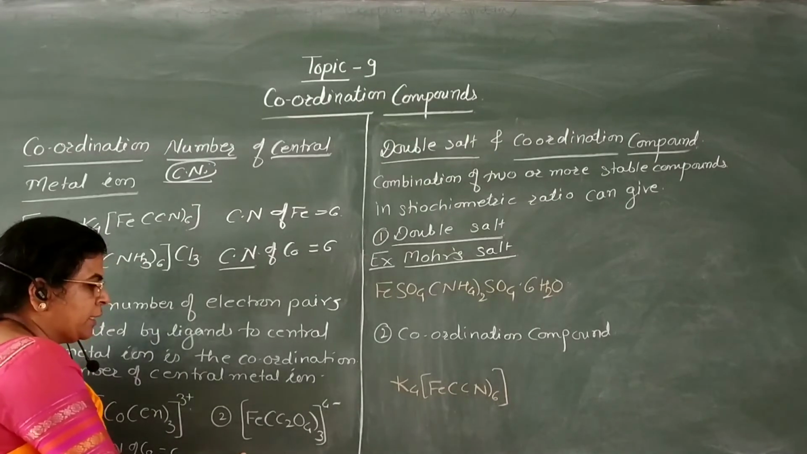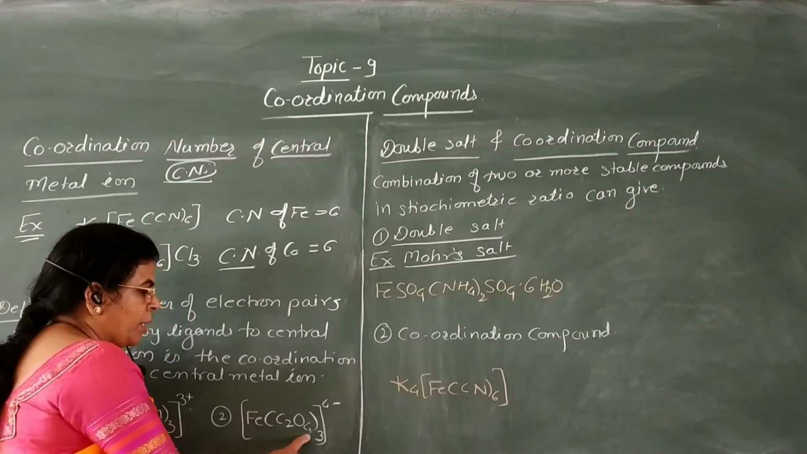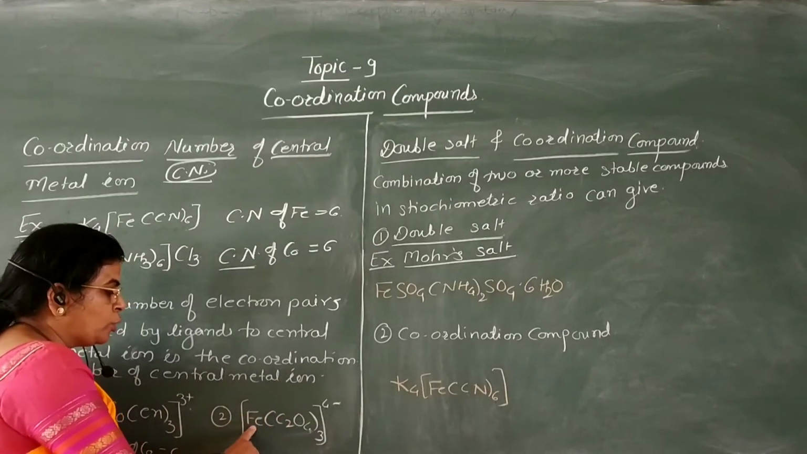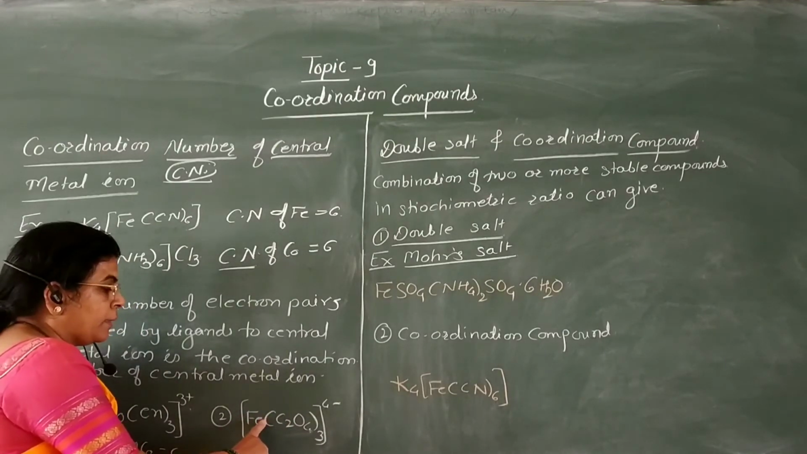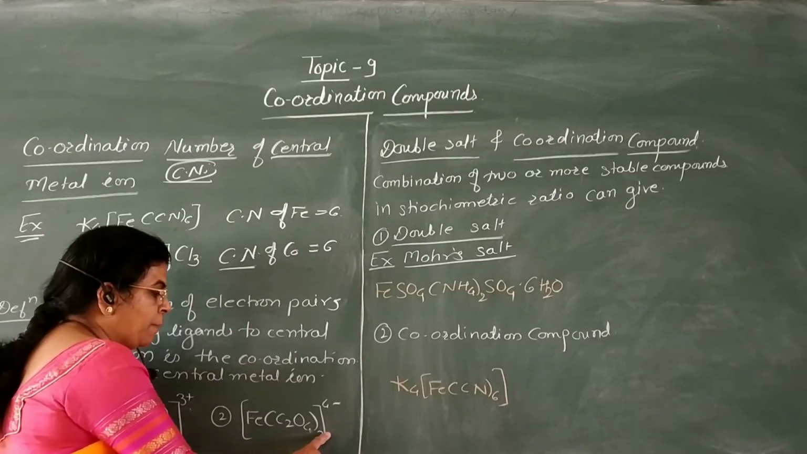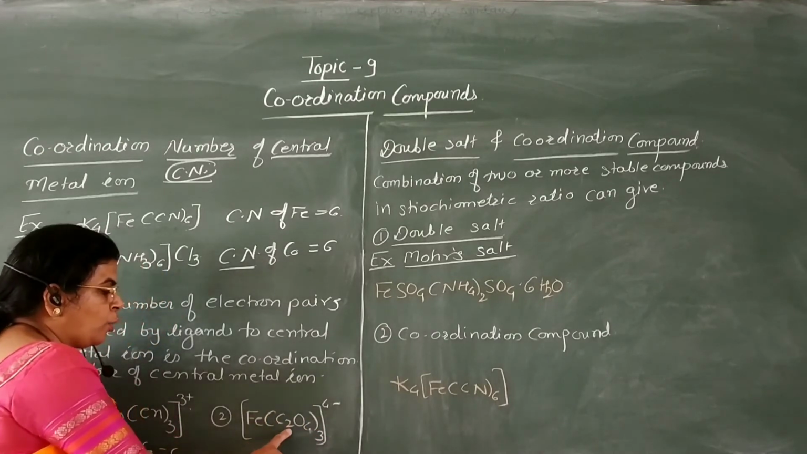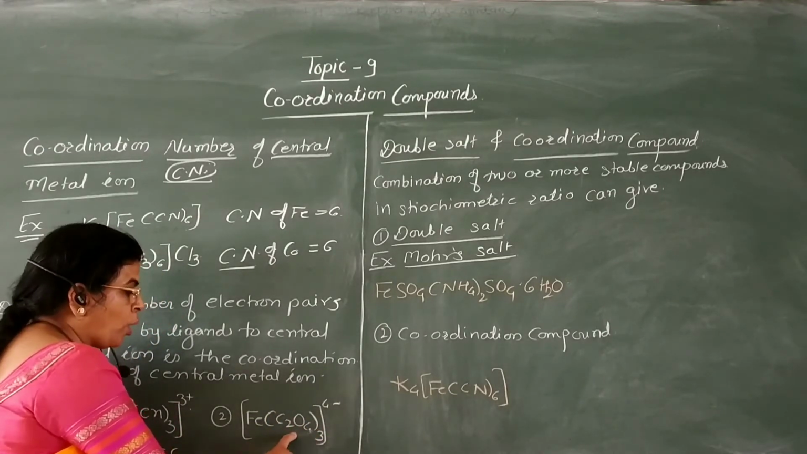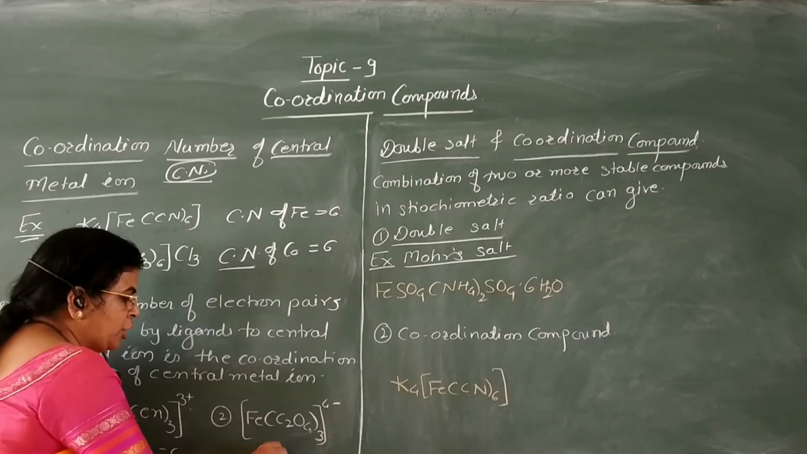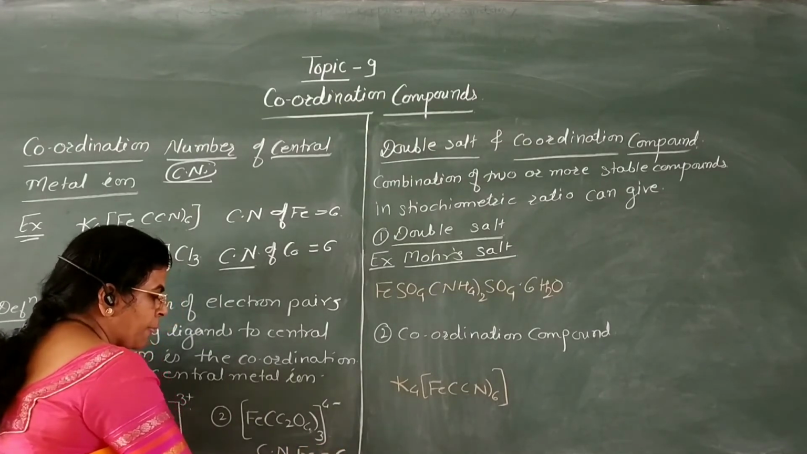And in this case, this is oxalato. This ligand is the oxalate ion. Now this oxalate ion donates 2 pairs of electrons to the central metal ion. That is, here there are 3 oxalate ions, that is 3 multiplied by 2, 6 electron pairs are donated by these 3 oxalate ions to the central metal ion. Therefore, the coordination number of iron in this complex is 6.